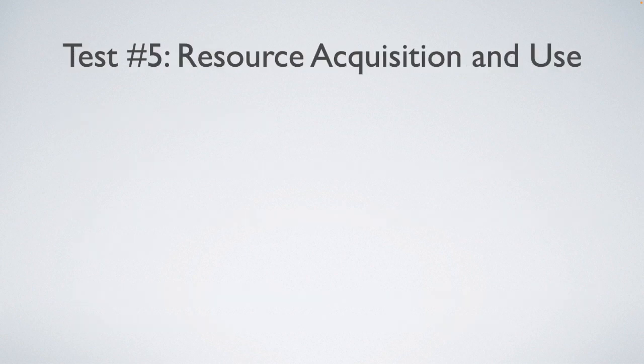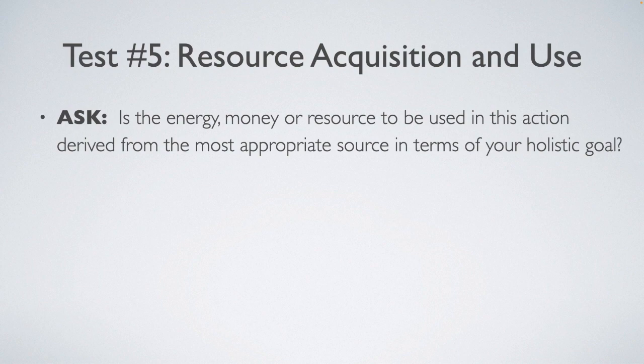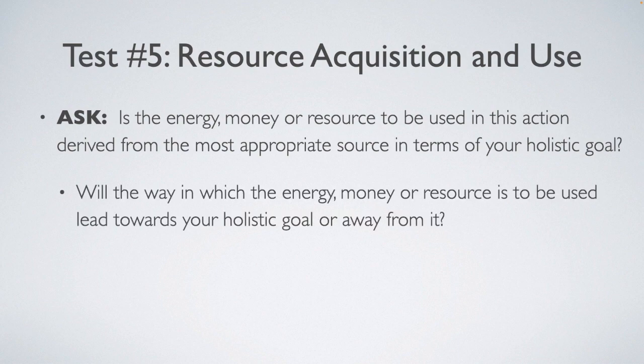Number 5, resource acquisition and use. This test is used to help you determine if your use of various forms of money, energy, and resources are holistically sound. In other words, are they in alignment with your desired quality of life and the necessary state of your future resource base? So you want to ask yourself, is the energy or money to be used in this action derived from the most appropriate source in terms of your holistic goal? Will the way in which the energy or money is to be used lead towards your holistic goal or away from it? Obviously, we want to be moving towards your holistic goal.